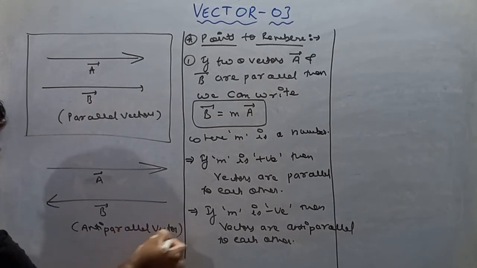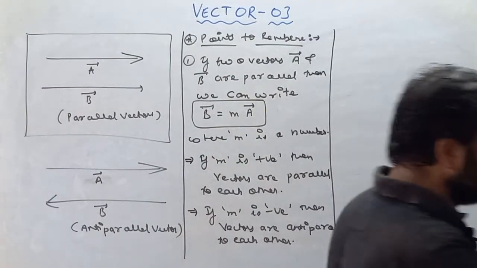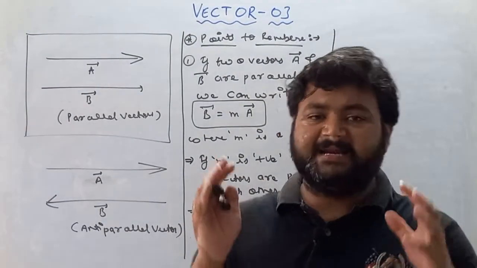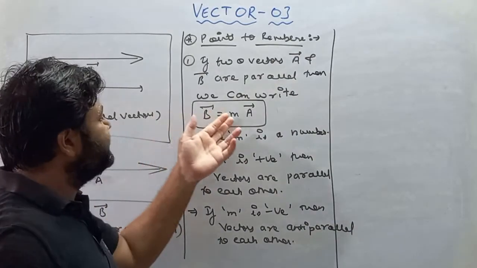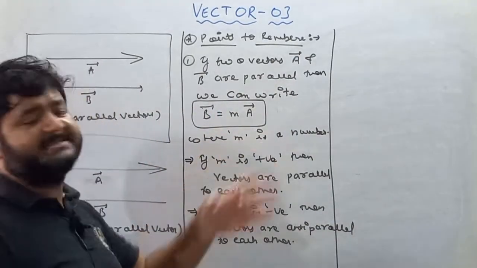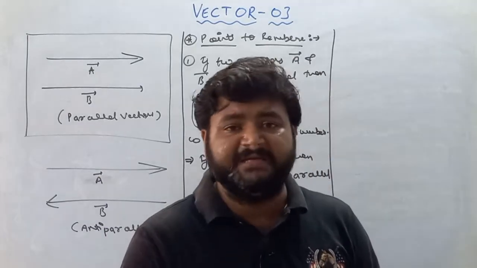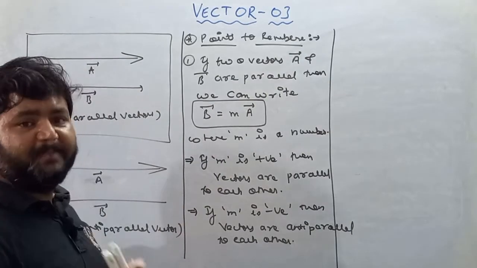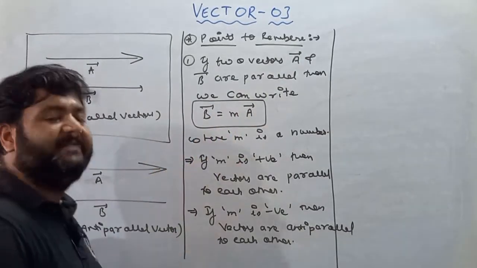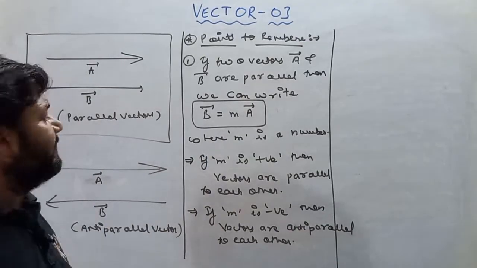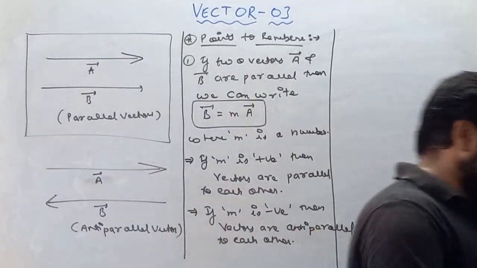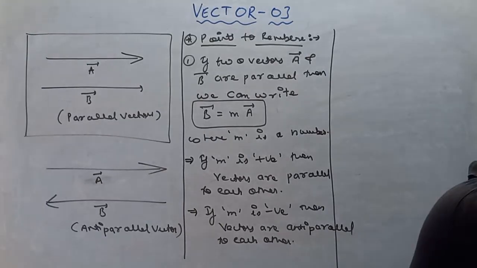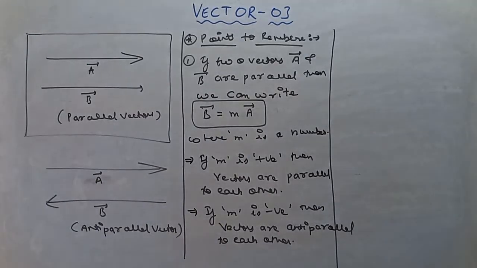So remember, my dear student, if two vectors are parallel to each other, then you will write B vector is equal to m A vector, where m is any number. It will be 1, 2, 3, 4 up to infinity. And if m is positive, it implies that A vector and B vector are parallel to each other. And if m is negative, it implies A vector and B vector are anti-parallel to each other. I hope you all are getting these points. You have to remember these points.